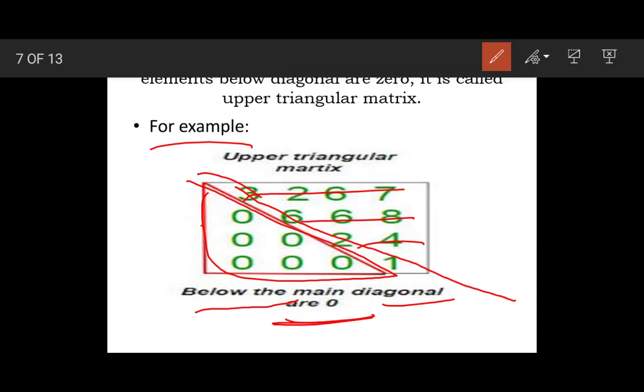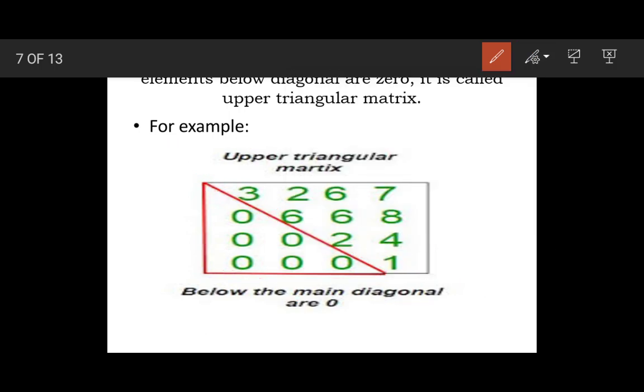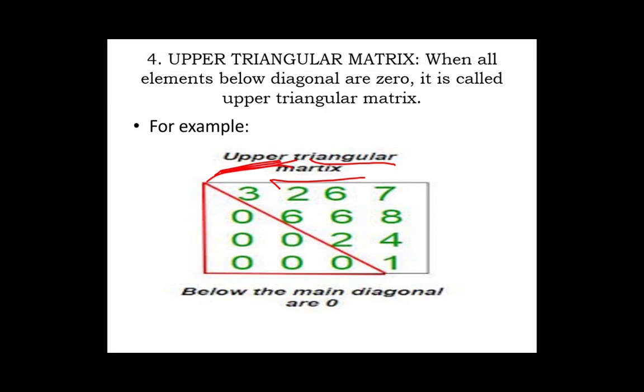So whenever below the diagonal there are no numbers, only 0, then that matrix is known as an upper triangular matrix. Why upper? Because on the upper side there is a number. So this one is known as an upper triangular matrix.